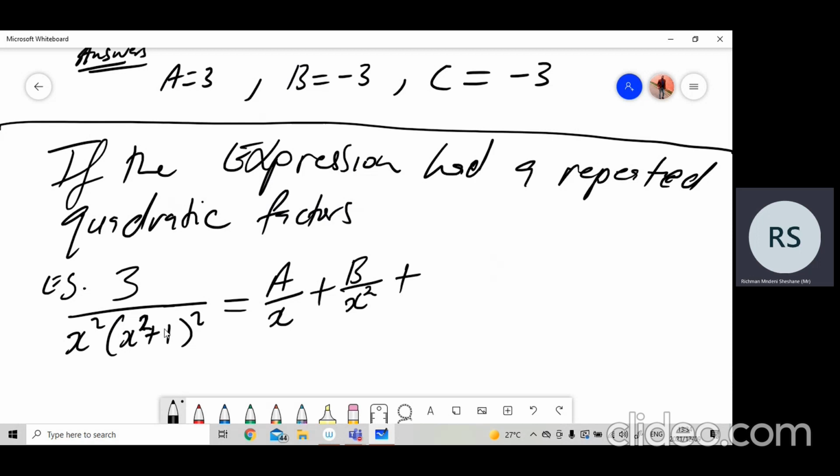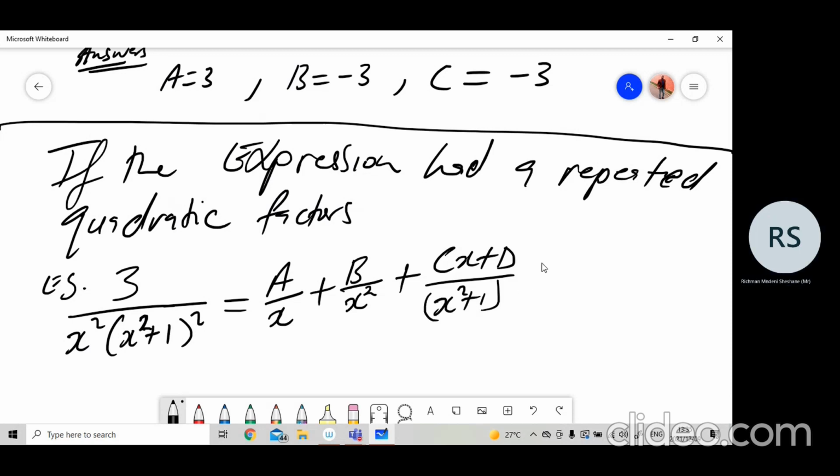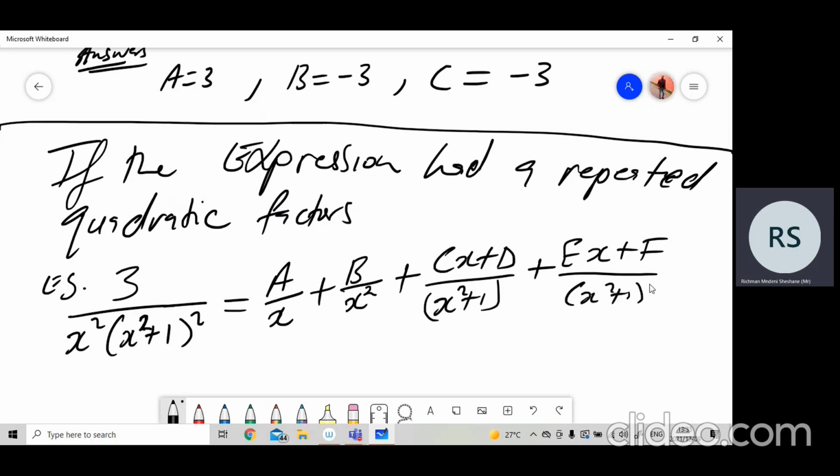We have a repeated quadratic. A repeated quadratic is going to be a quadratic form, and a quadratic form gives you a linear over it. In this case, let's say x plus d over that quadratic, x squared plus 1, all to the power of 1. And then since the quadratic is repeated twice, you add another linear, which will be ex plus f, a linear over that quadratic, and this quadratic will be to the power of 2. Now since 2 is equal to 2, you stop.